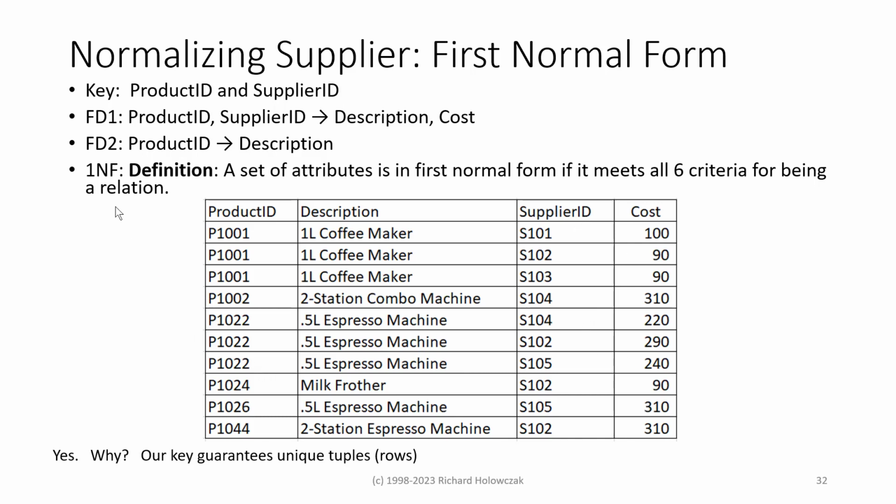Okay, so hopefully you've satisfied your curiosity. I've satisfied mine that the supplier relation is indeed a relation. It meets all 6 criteria. Therefore, it's in first normal form. Great. Now we can move on to second normal form.